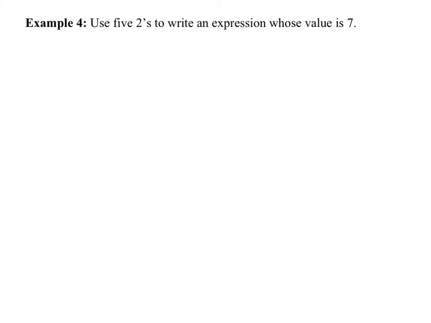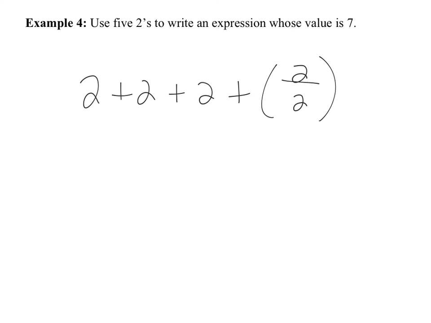2 plus 2 plus 2 plus parentheses 2 divided by 2. Very good. 2 plus 2 plus 2 is 6, plus another 1 gives you 7. And how many 2's are there? 5 2's. Okay, so that's one example that works. Chandler: 2 divided by 2 plus 2 squared plus 2. Nice. Similar expression. Only thing he did was, instead of 2 plus 2, he grouped it as 2 squared.